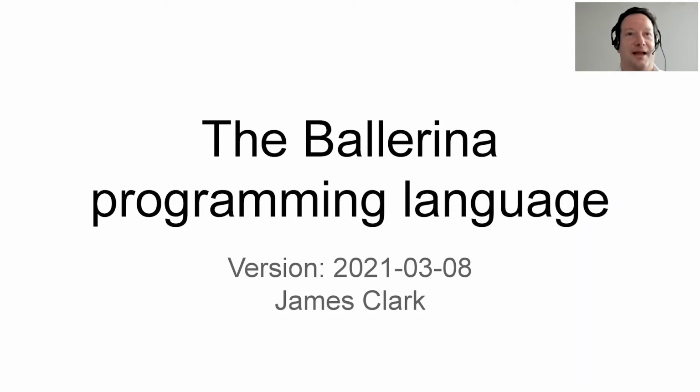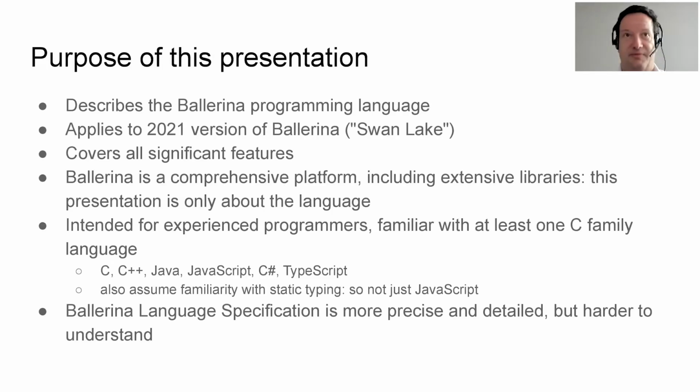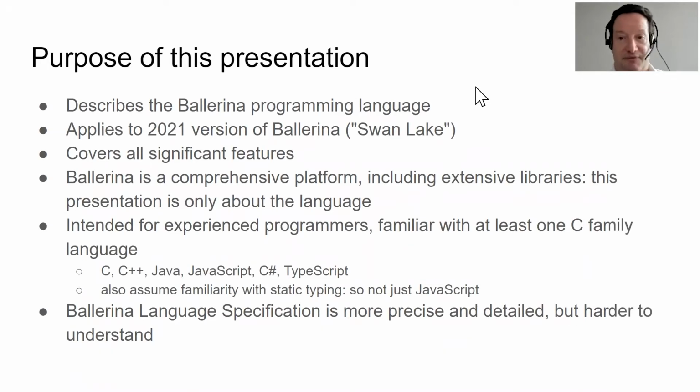I'm going to be talking today about the Ballerina programming language. So the object of the presentation is to give you a description of Ballerina. The particular version of Ballerina I'm describing is the version that's in the process of being released. We've got an alpha, so it's a 2021 version, and there are quite a lot of differences between this and the earlier version. I'm going to try and cover all the significant features of the language, but I'm not going to talk about the platform.